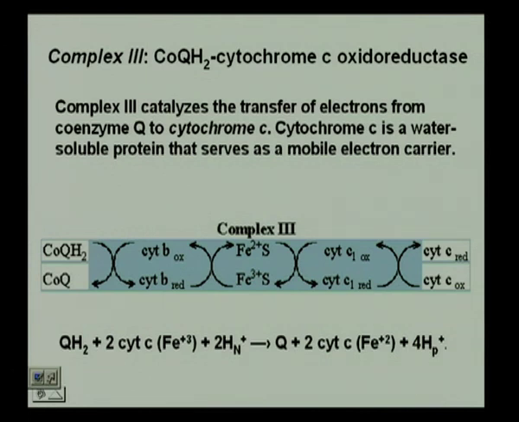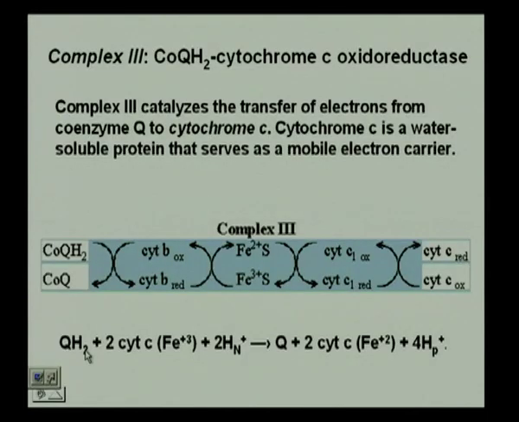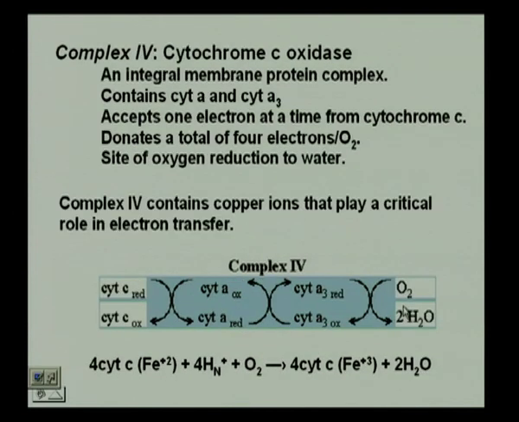Now, what you need to remember is which of the complexes actually help in the proton transfer, the overall reactions of each of the complexes. That is what you have to remember. So, we know that QH2 plus 2 cytochrome C oxidized is going to give us Q plus 2 cytochrome C reduced plus 4 H+. What is 4 H+? It means 4 protons in the intermembrane space.